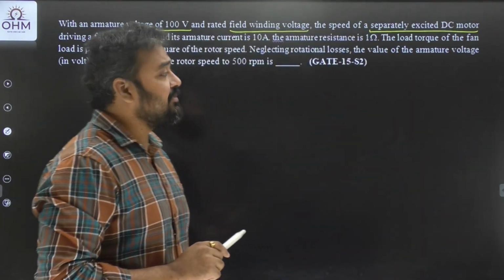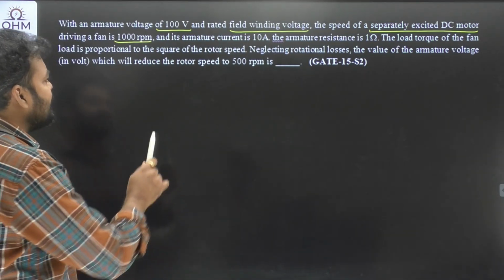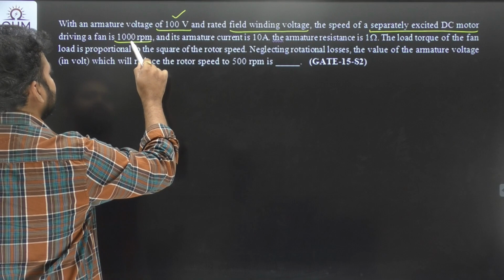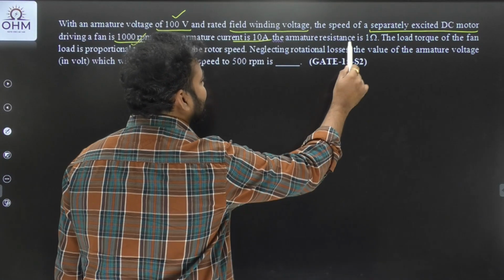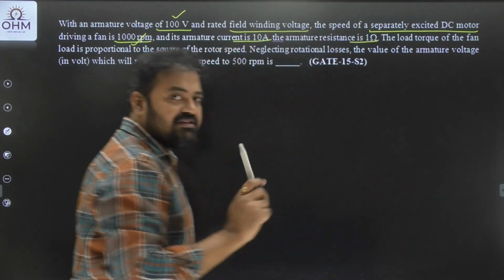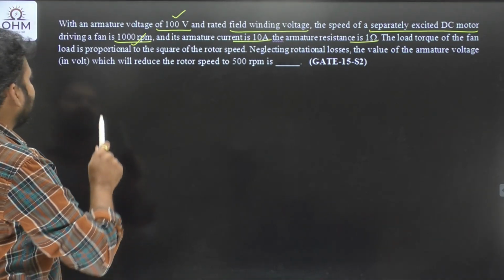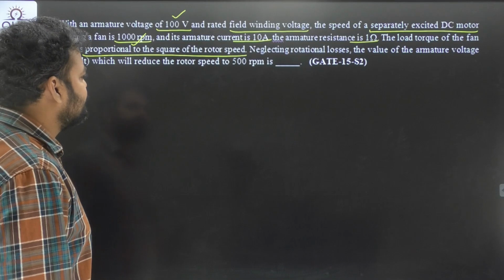The question is: a separately excited DC motor runs at 1000 rpm. Initially 100 volt is used, and the speed is 1000 rpm. Armature current is also given, and armature resistance is also given. Now the load torque of the fan, this is important, is proportional to the square of the rotor speed. This is the given information.